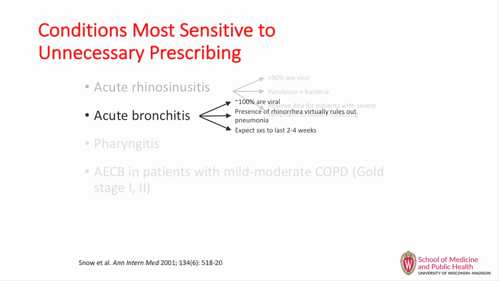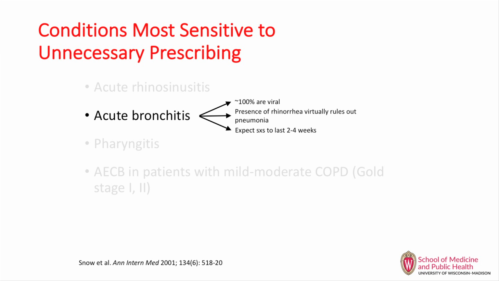Acute bronchitis, 100% are viral. If you have more than one geographic location in the upper respiratory tract involved, so if they've got cough and nasal discharge, that's a virus. It's not a bacterial process. Bacterial processes don't cause rhinorrhea. So that can be a good kind of trigger. If you've got multiple geographic regions in the upper respiratory tract involved, that's a virus, not a bacteria.